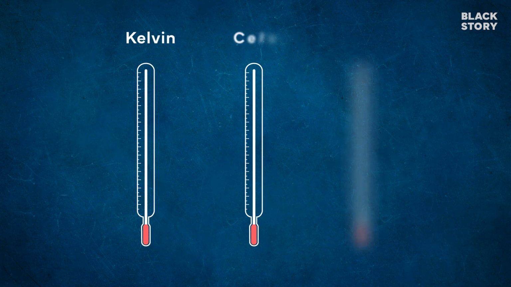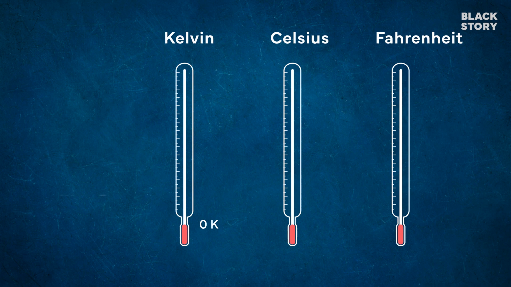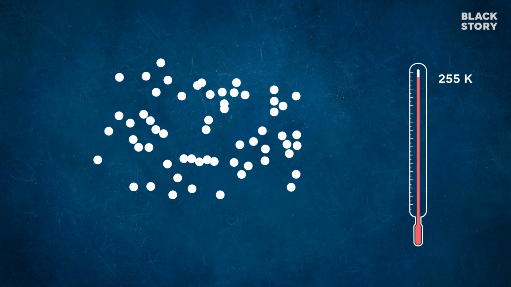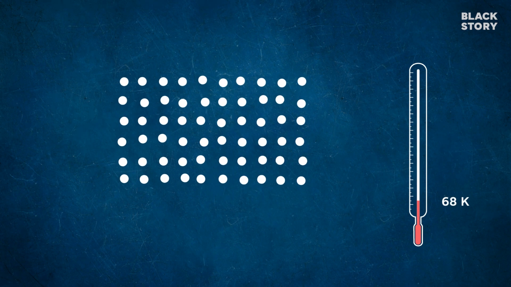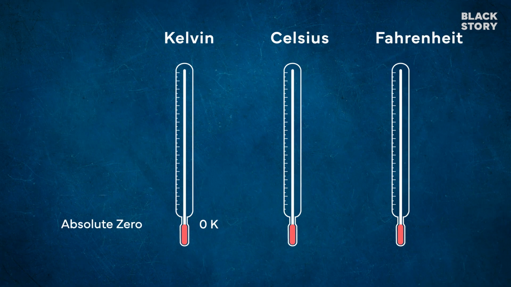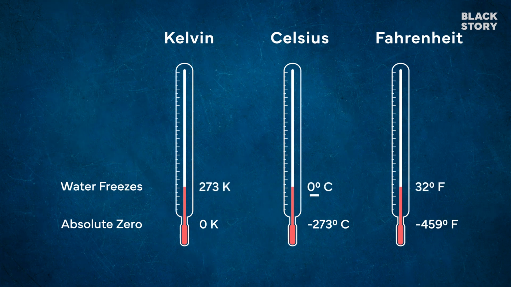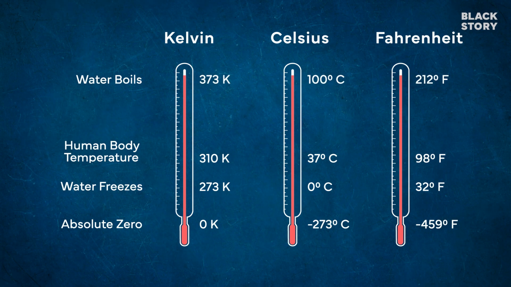Now let's discuss the relative values of Kelvin, Celsius, and Fahrenheit scales. 0 Kelvin is called absolute zero. Absolute zero is the temperature at which molecular motion stops. In other words, the temperature at which the molecular kinetic energy becomes zero. Its corresponding values in other scales are minus 273 degrees Celsius and minus 459 degrees Fahrenheit. Water freezes at 0 degrees Celsius, average human body temperature is 37 degrees Celsius, water boils at 100 degrees Celsius.